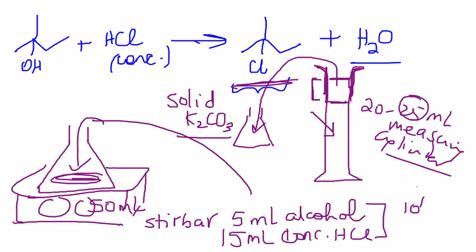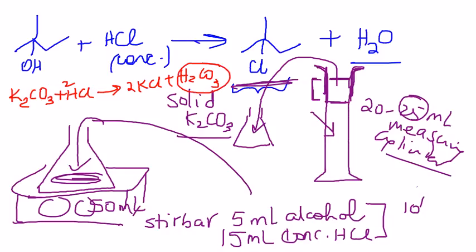and to this we are going to add solid K2CO3. Now understand the reason why we want to use K2CO3. Your product has just seen concentrated HCl, and it's in the nature of bicarbonates and carbonates that they would react with HCl, go through a double replacement reaction, and they would generate CO2.